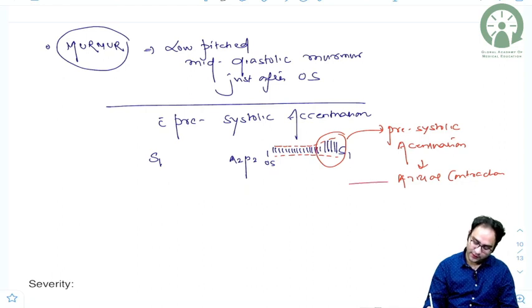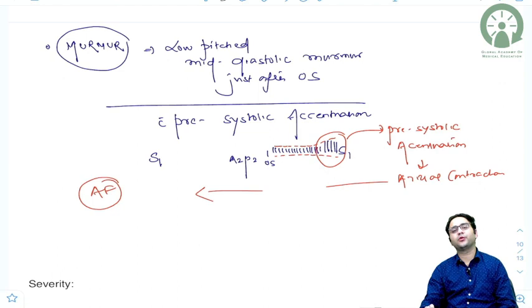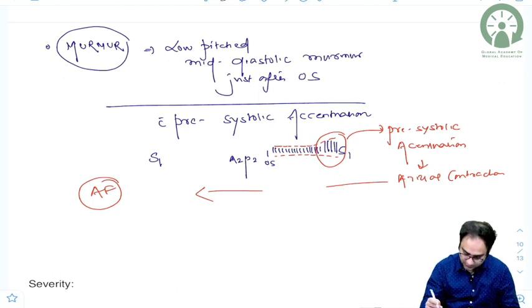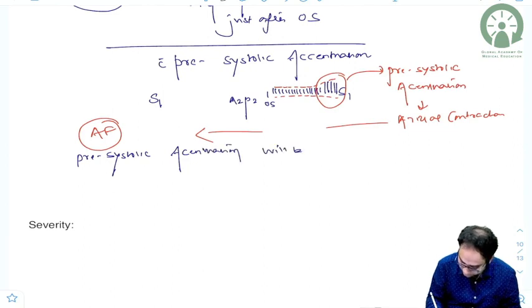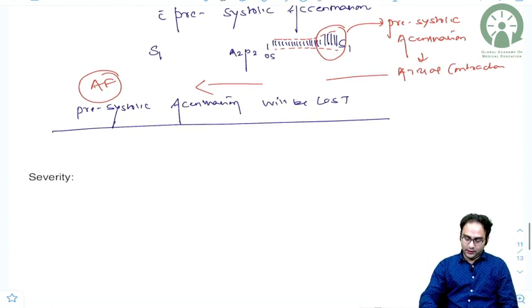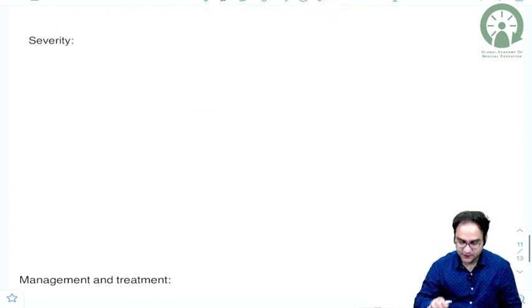So if you have AF, this pre-systolic accentuation will be lost. This pre-systolic accentuation will be lost. Okay.